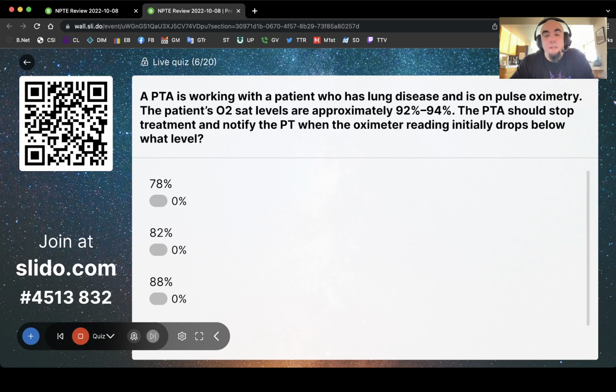Anyway, below 90%, you definitely want to notify the PT. Now, depending upon if there's COPD, it may be lower than that, maybe 82 to 85%, or 88 to 85%. But for a normal patient, if they drop below 90, we're concerned.